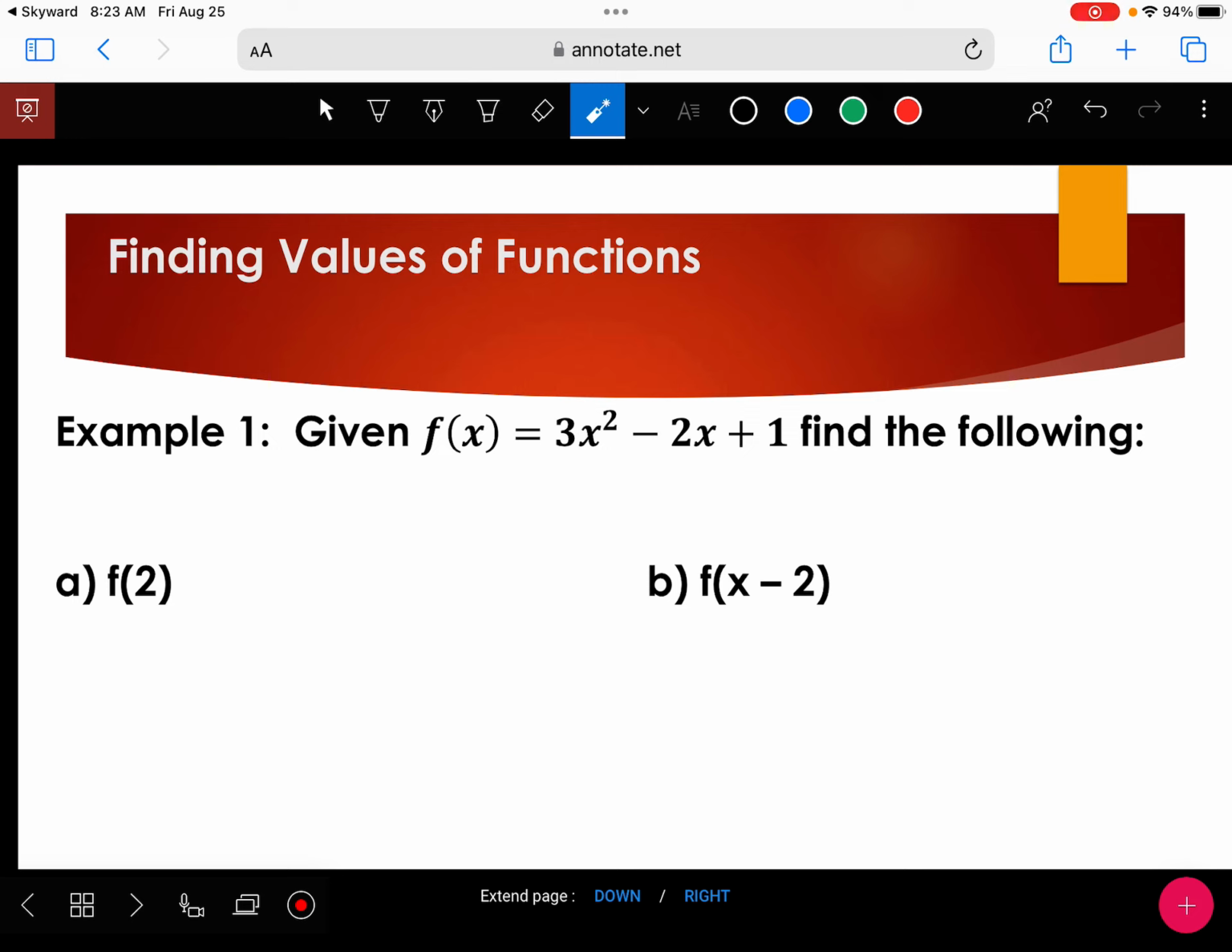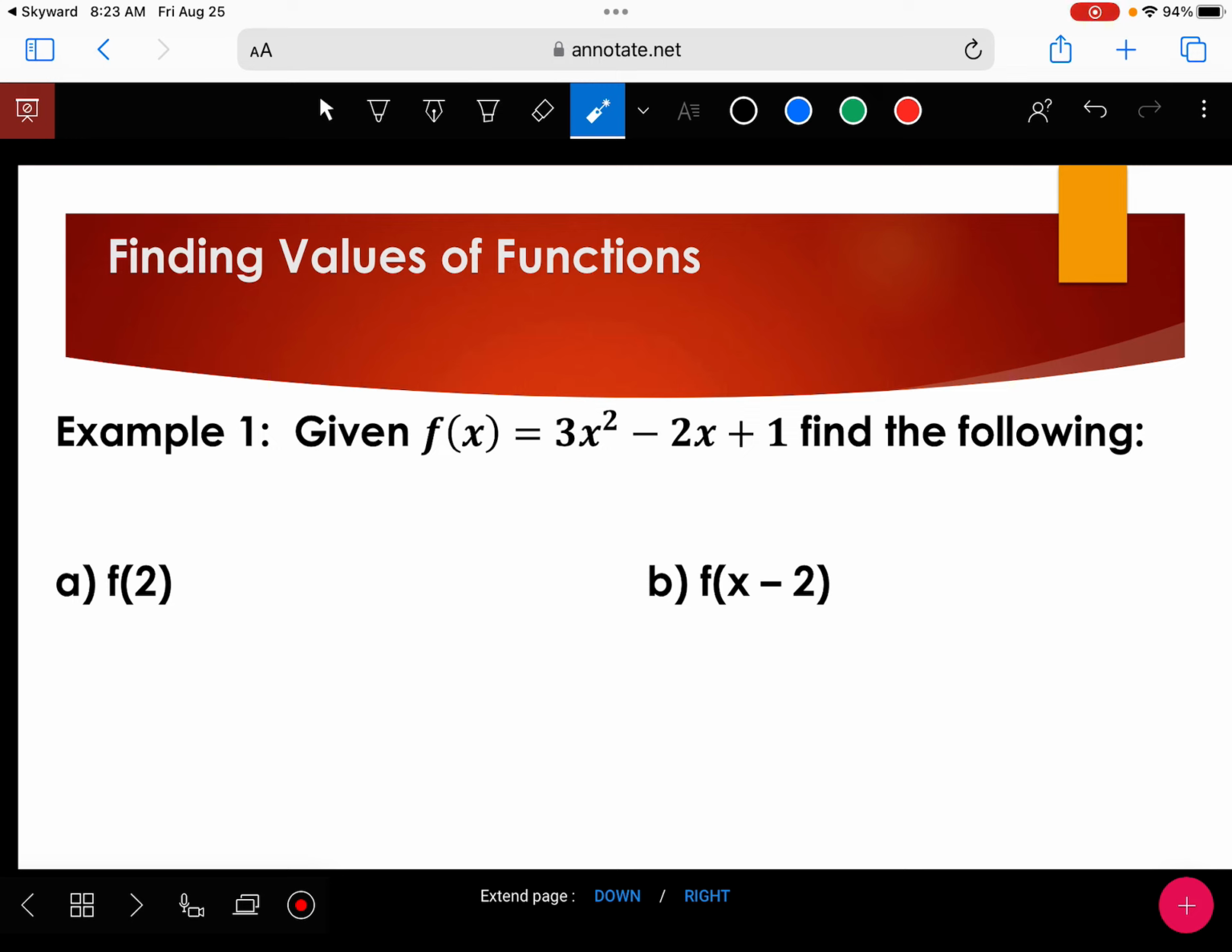So we have the function f of x equals 3x squared minus 2x plus 1. And we're going to find the following. We have parts A through H. So we're just using this one function and we're putting in a lot of different inputs.